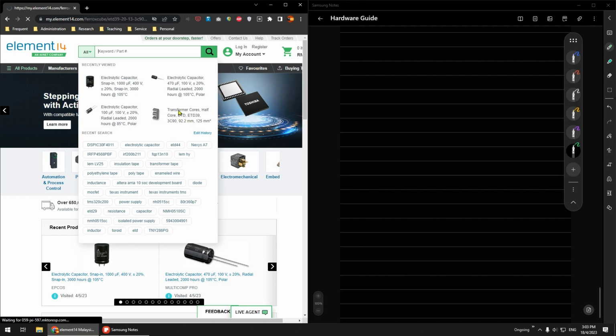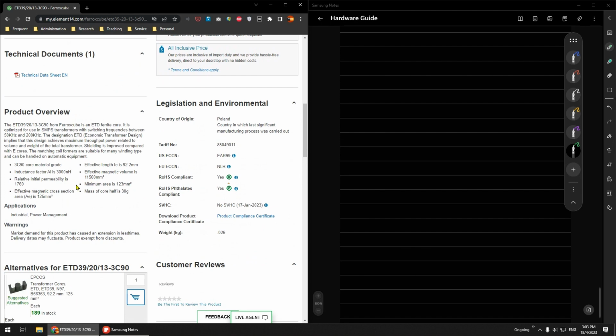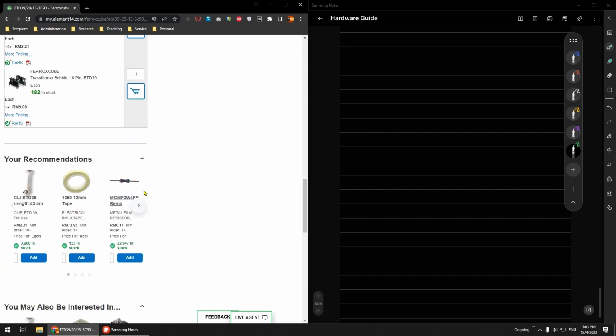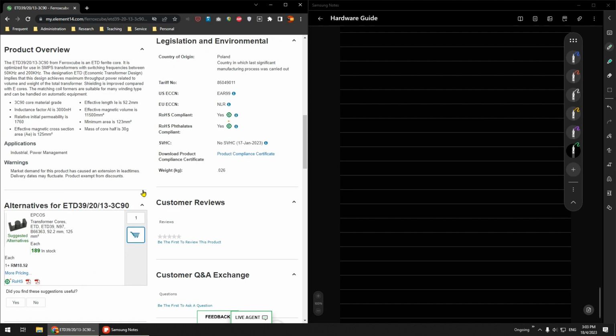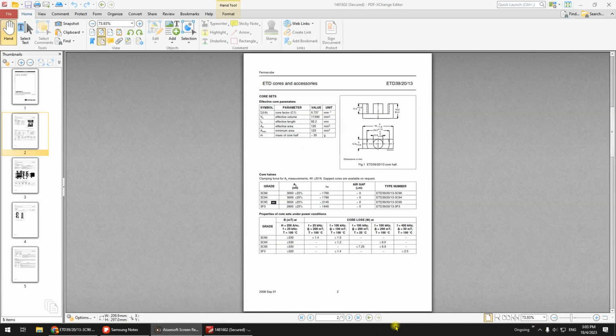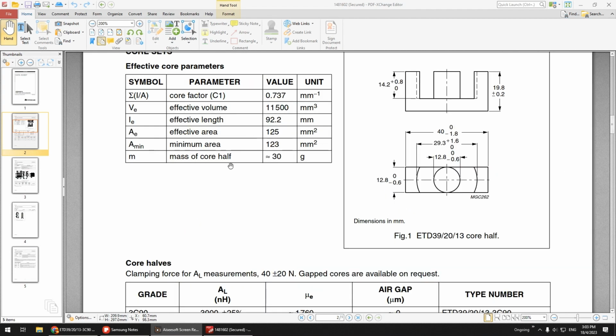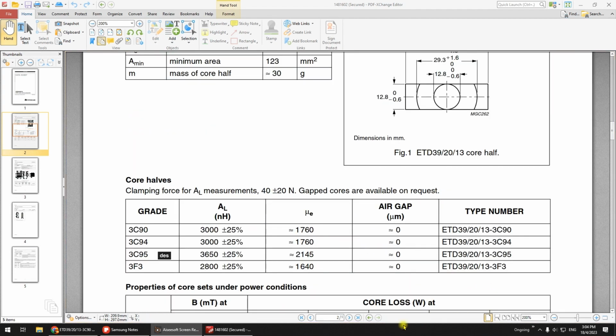So for example here, ETD, you look for the AL. When you go here, you will try to find the AL. Let me search for it first. Okay, I downloaded the datasheet, and you can see here is the AL. For this case, AL is in nanohenry.